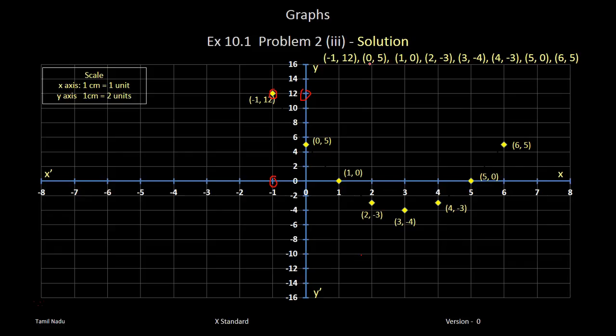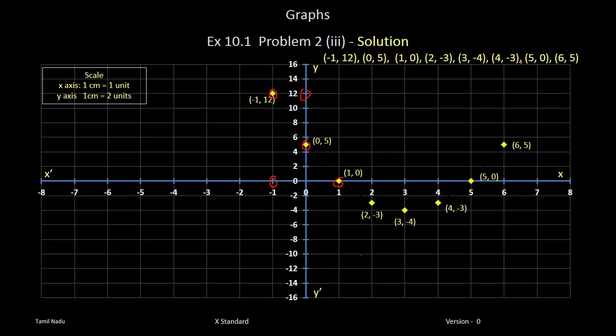Next is 0, 5. x is 0, so this is the point, and y is 5, so it's the midpoint of this. On your graph you will be able to mark it, that is the midpoint, so that is 5, right? So we come down, so this is our point 0, 5. And x is equal to 1, y is 0, so this is the point.